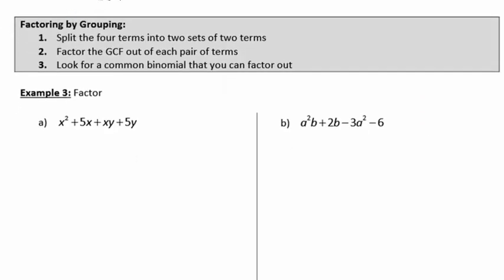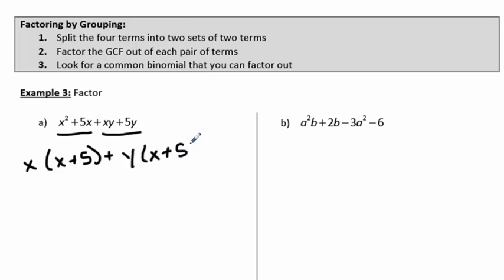When I factor by grouping, I'm trying to get a binomial in common. So what I want to do is factor the first two terms and factor the second two terms separately. The first two terms, x squared and 5x, have x in common. If I factor that out, I'm left with x from the first term and 5 from the second term. Plus, the second two terms, xy and 5y, have y in common. If I factor that out, I'm left with x in the first term and 5 in the second term.